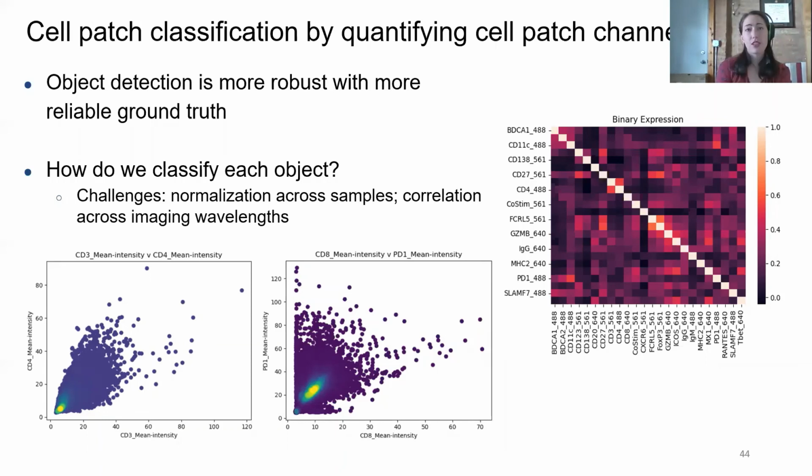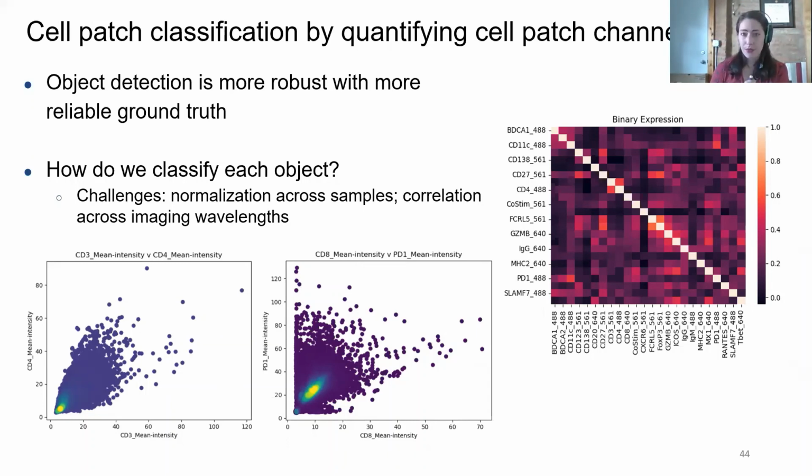So we have normalization across samples to deal with. As you can imagine, there's different uptake of antibodies across patients. And there's also different tissue autofluorescence associated with each patient. Another issue is that there is a spectral variability to that tissue autofluorescence, and so that affects the correlation of markers expressed on a given cell as well.